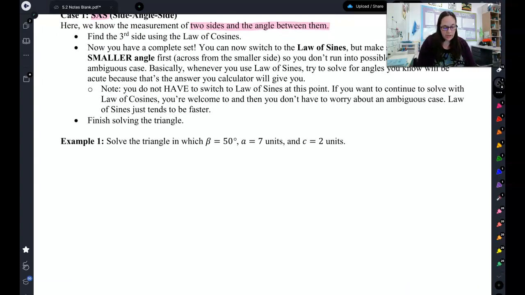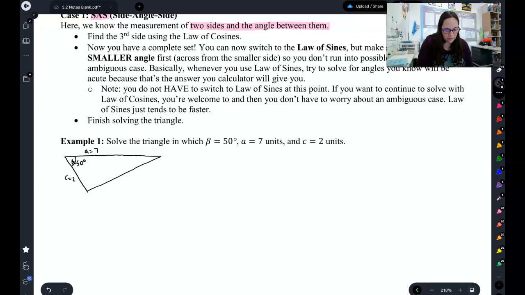So here we have a triangle. Just like we did with law of sines, we're going to try to draw this triangle as accurately as possible. So we have about 50 degrees here for beta. Now we know that A equals 7 units and C equals 2 units. So let's make this side really long and this side pretty short. So we know this will be alpha because it's across from A. We know this will be gamma because it's across from C. And this will be side B because it's across from beta.